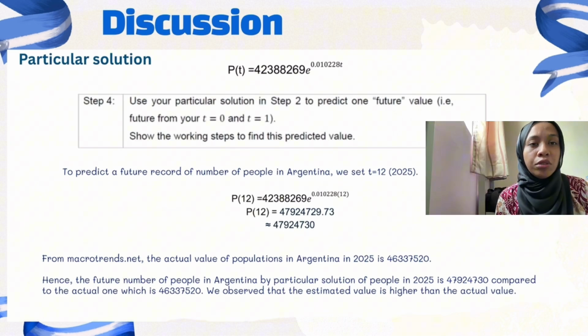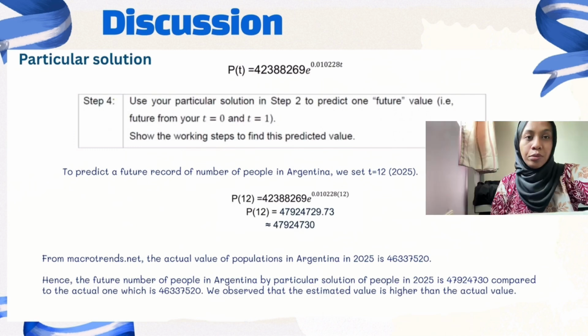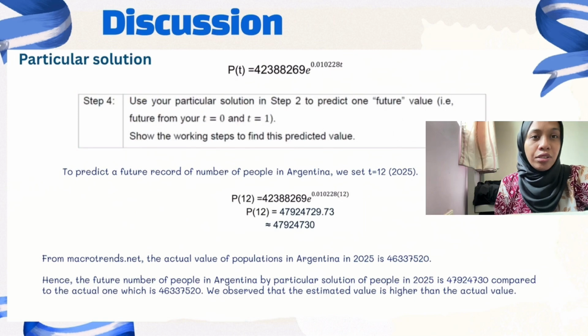Our t equals 0 is in the year 2013, while t equals 1 is in the year 2014. Based on step number 4, in the first question, they ask us to show the working step to find the predicted future value, according to the record of the number of people in Argentina. We have set t equals 12, which is in the year 2035, as our future, and so we just substitute t equals 12 in the formula, and we got 479,24730. We can see that there's a slightly higher estimated future value than the actual value based on the macrotrends.net website.